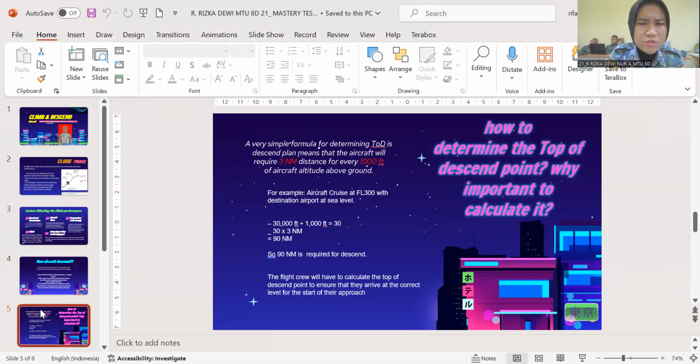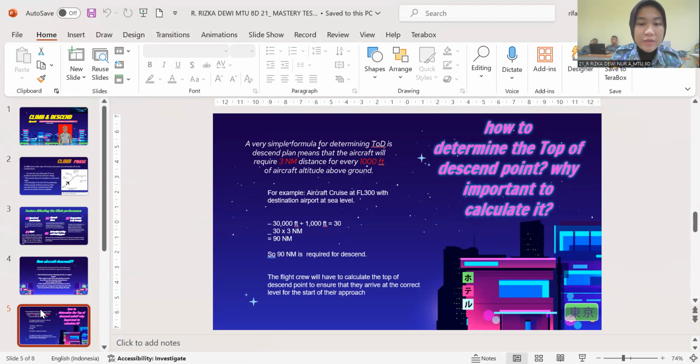Next question is how to determine the top of descent point. Why is it important to calculate it? There is a very simple formula for determining TOD. TOD, the top of descent point, is the distance point, and it means that the aircraft will require 3 nautical miles of distance for every 1,000 feet of aircraft altitude above ground.